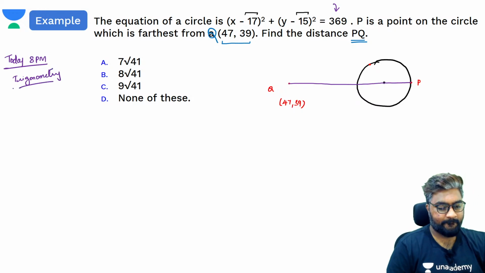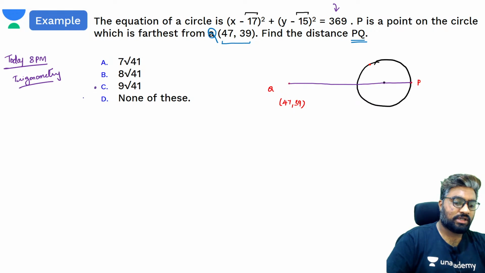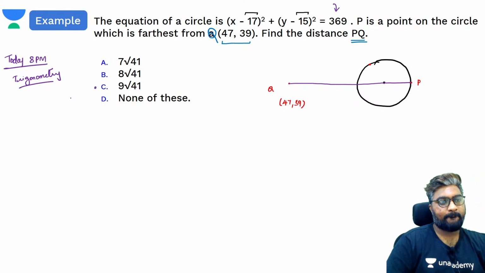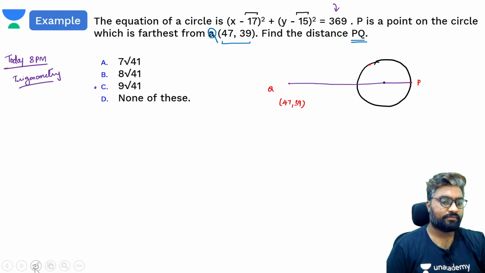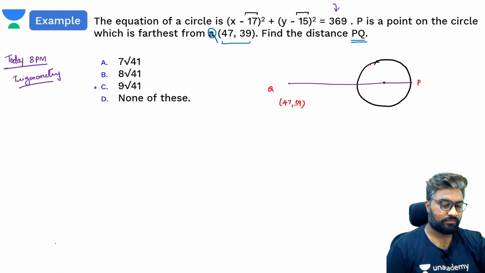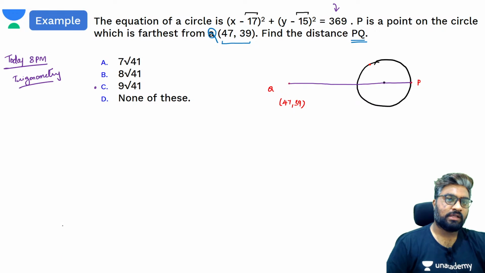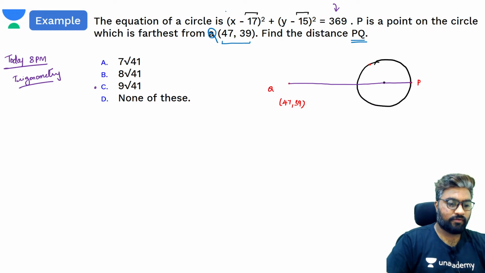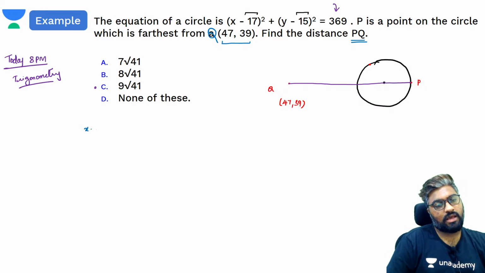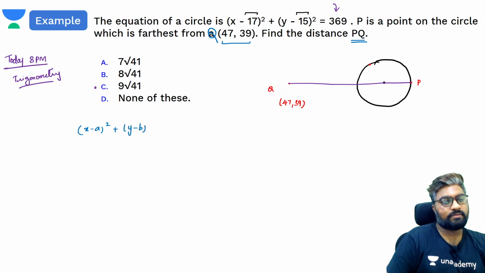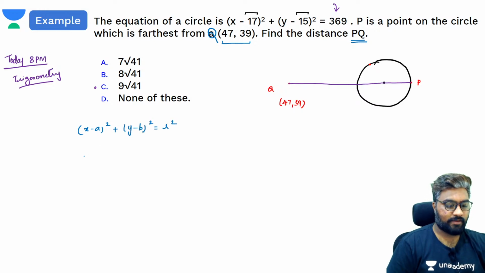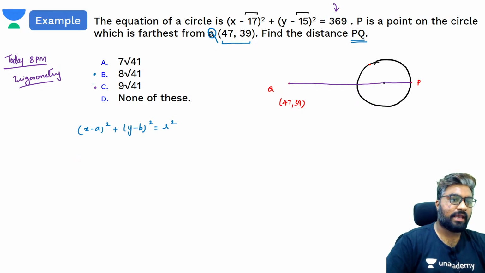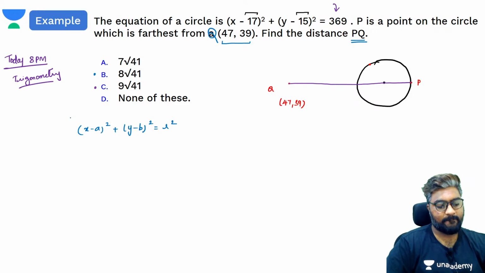Okay. 9 root 41, says Shreyasi. Okay. Others? So from the given question, what can you realize, guys? x minus a square plus y minus b square is r square. Rishi and Neha are saying B, 8 root 41. Okay.